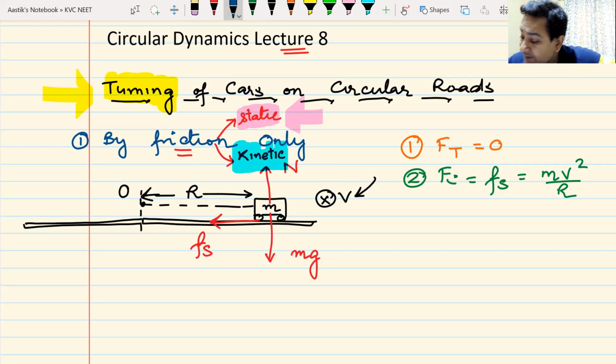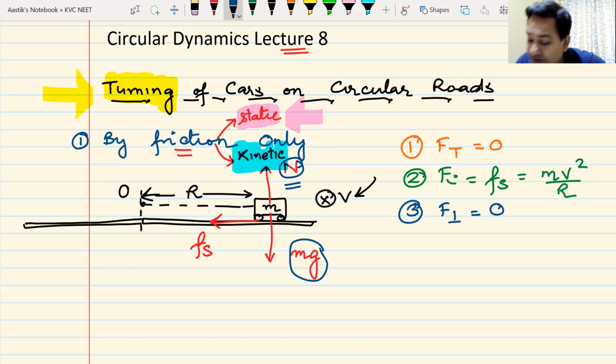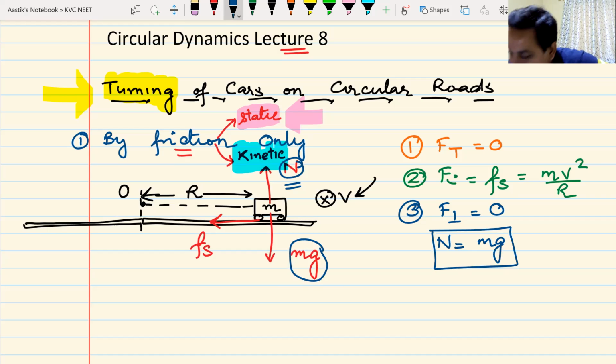Okay. That takes me to the third equation, and the third equation is always in the perpendicular direction. F perpendicular should be 0. There should not be any net force in the perpendicular direction. Right now, I see N, normal reaction, and I see mg. They must equate. So N is equal to mg. Do we all understand this? Can I have some raised hands that we understand this? Now, these are the equations that we have.